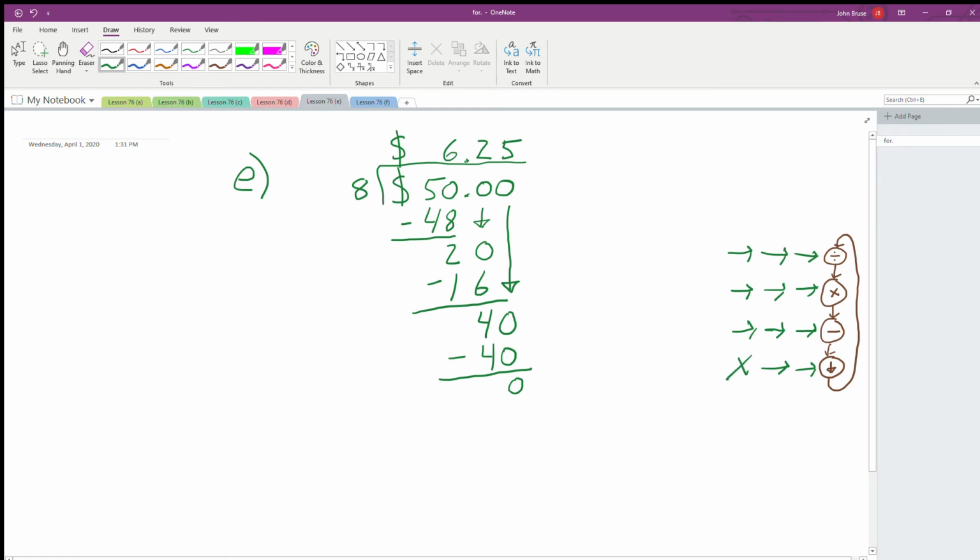This is a money problem. We put that up at the beginning. We left our decimal in the right place, so we know that 50 divided by 8 is $6.25. We're going to circle our answer.